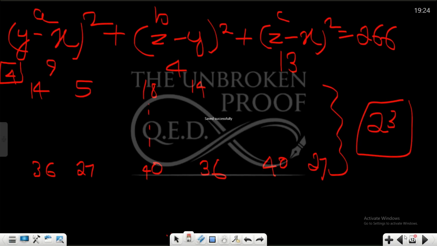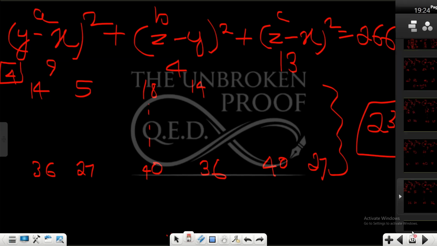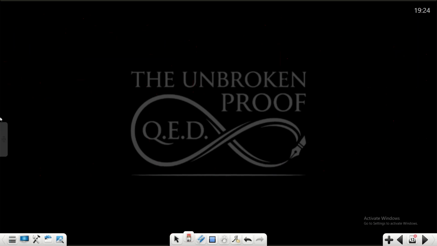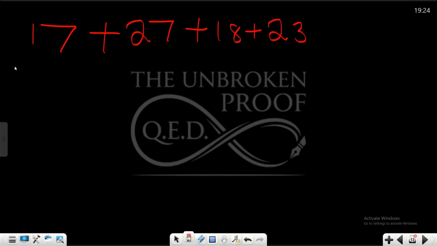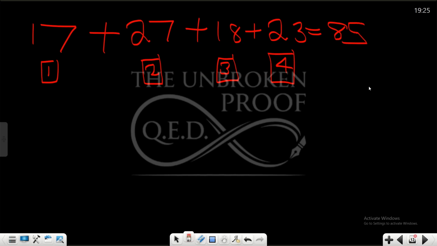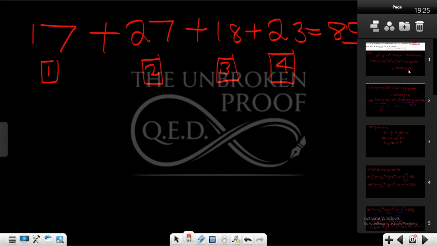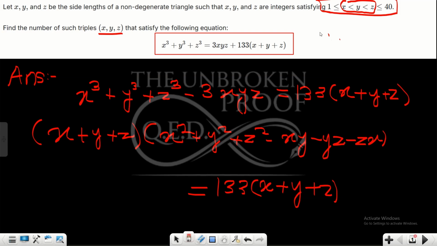So we have classified our case into 4, and finally we came to know that the first case is giving you 17, the second case is giving you 27, the third case is giving you 18, and the fourth case is giving you 23, right? First case, second case, third case and fourth case. Now if we sum these 4 numbers, we will finally come to know that this is going to be 85. So the final answer for this question should be 85.